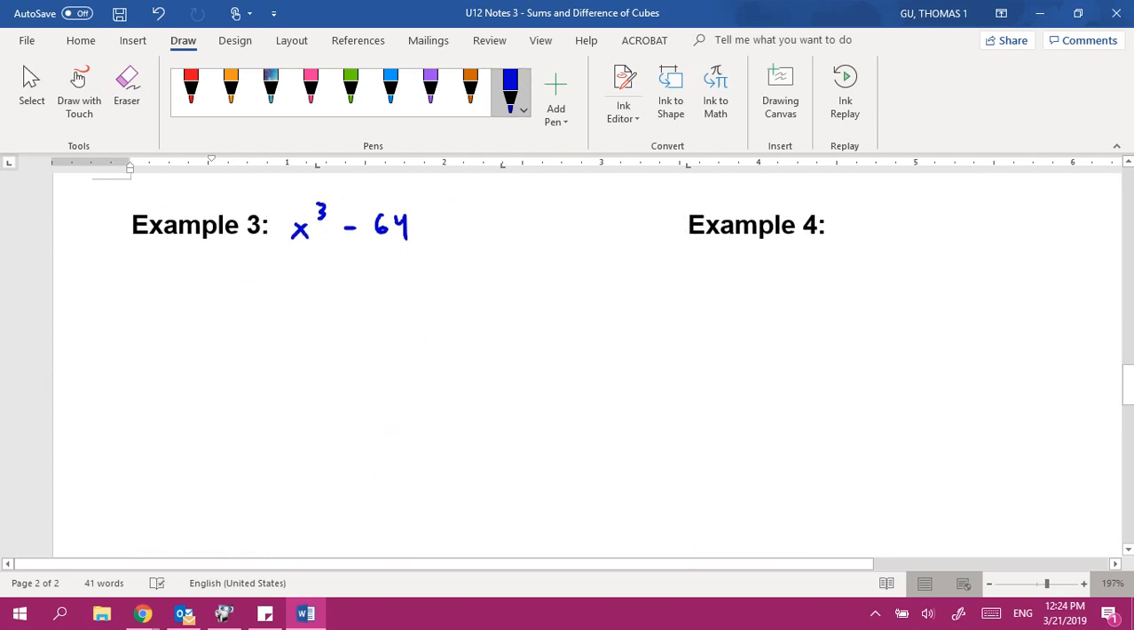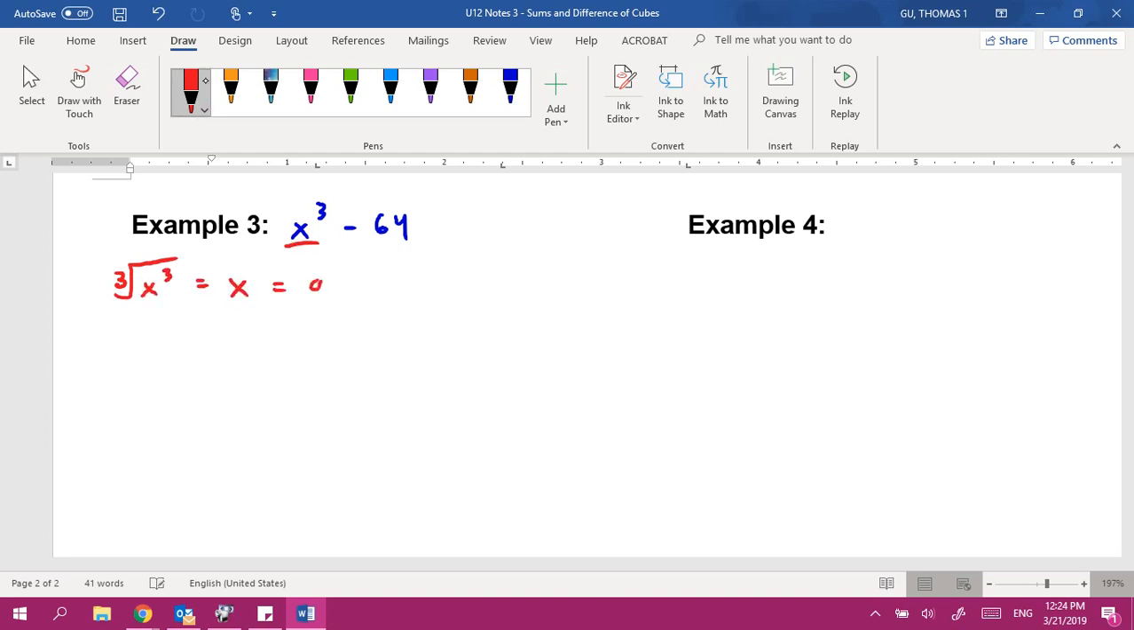x cubed minus 64. First thing, remember, you want to make sure that both of the terms are actually perfect cubes. Are those terms perfect cubes? Yes, they are. Okay, so let's get our a and our b value. So let's take the cube root of x cubed. What is the cube root of x cubed? It's x, and that's going to be our a value. All right, and now we're going to take the cube root of 64, which is 4, and that's going to be our b.